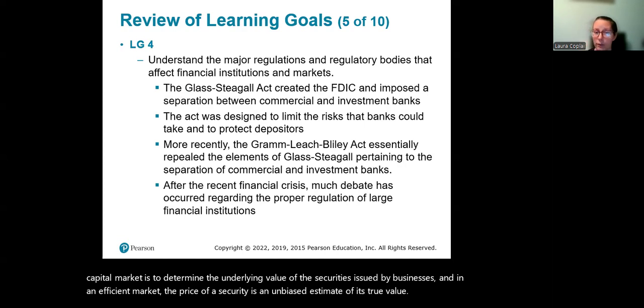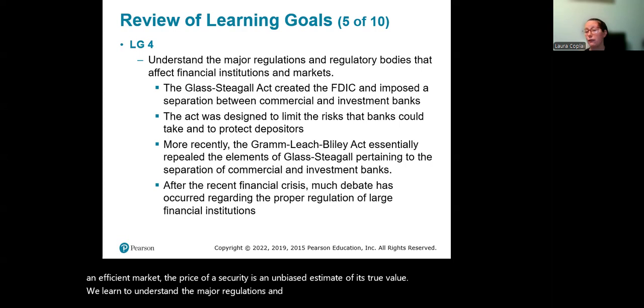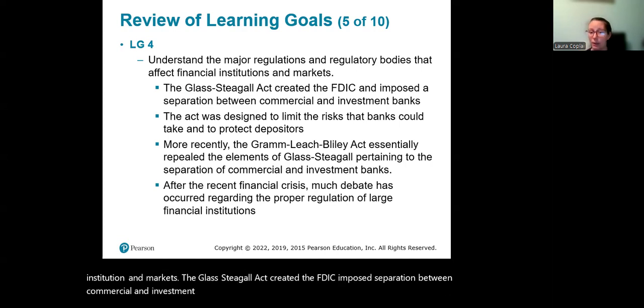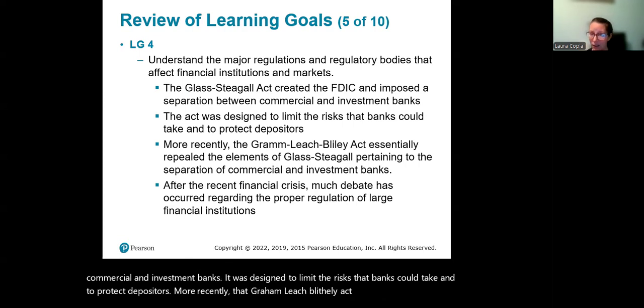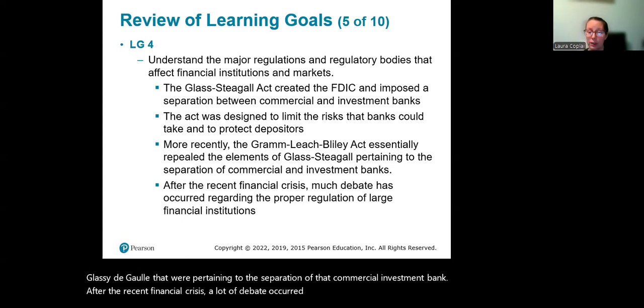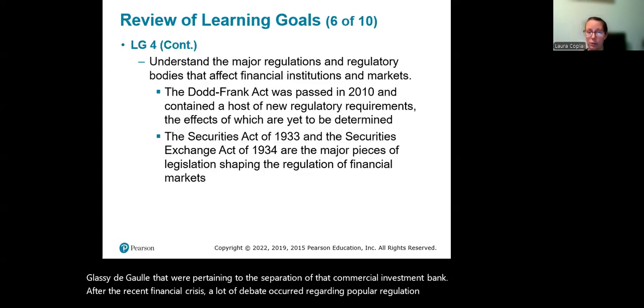We learned to understand the major regulations and regulatory bodies that can affect financial institutions and markets. The Glass-Steagall Act created the FDIC and imposed separation between commercial and investment banks. It was designed to limit the risks that banks could take and to protect depositors. More recently, the Gramm-Leach-Bliley Act repealed elements of the Glass-Steagall Act pertaining to the separation of commercial and investment banks. After the recent financial crisis, a lot of debate occurred regarding regulation of large financial institutions.